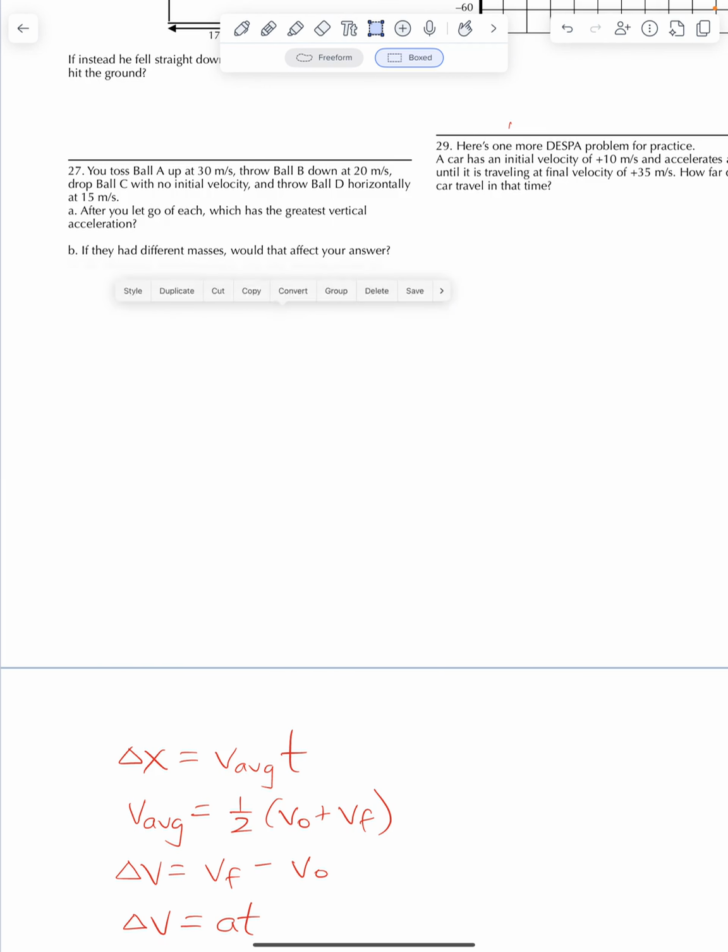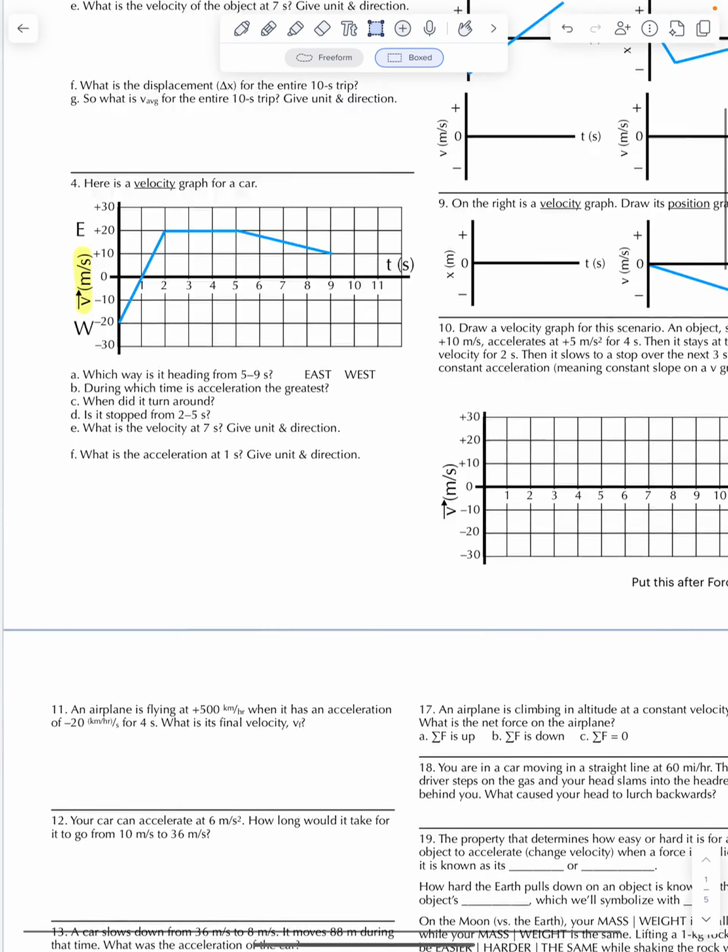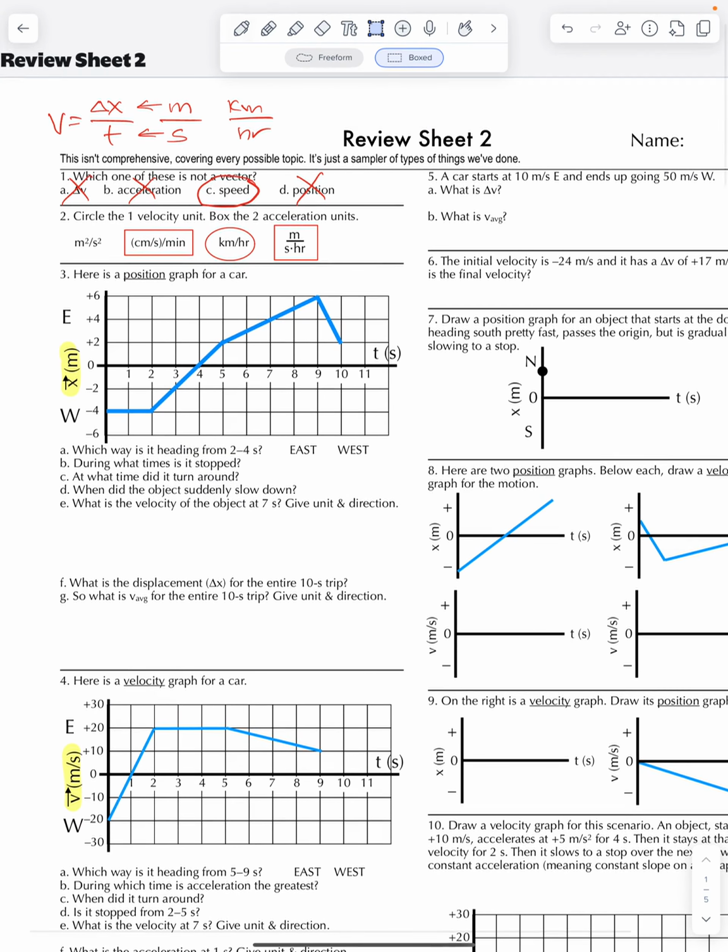But let me get rid of that because we might need that space later. So let's actually deal with the question now. It says, which way is it heading from 2 to 4 seconds? So this part right here. Well, we're in the west initially, but we're heading east. So we are heading east there. It wasn't until 4 seconds that we got, quote unquote, into the east, but we were always heading to the east. Or you can say we're heading to the positive direction.